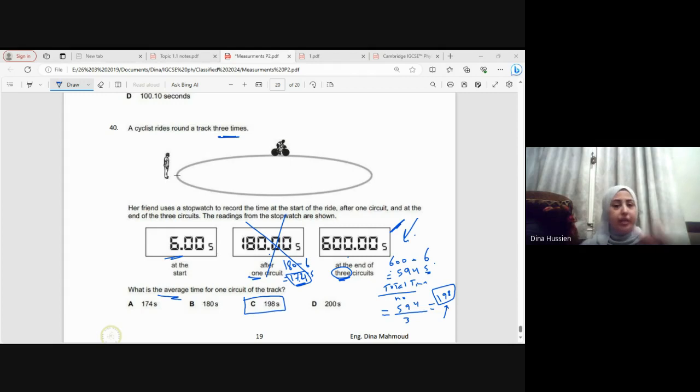We took the total time, which is 594, and divided it by 3, the number of laps, so we got the value 198. That is what we do whenever we calculate the period, or the time of one oscillation out of many. Okay, that's what we said.